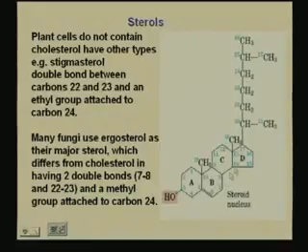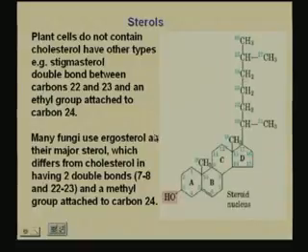Okay, so, this is the basic structure of the cholesterol that I showed you in the previous slide, and the difference between cholesterol and what plants have, which is called stigmasterol, is that there is a double bond between 22 and 23 and an ethyl group attached to 24.